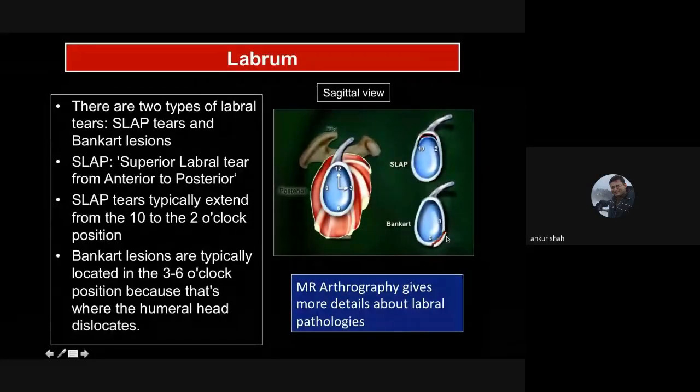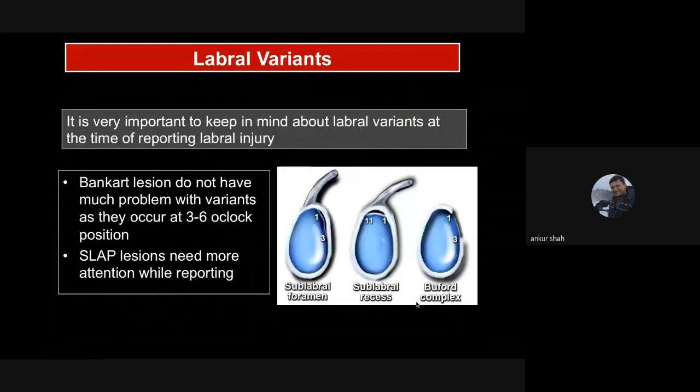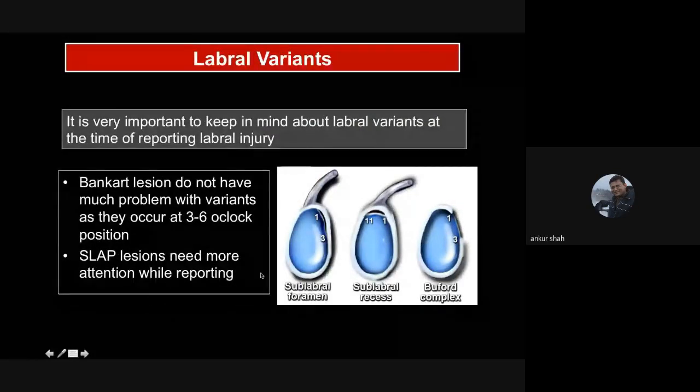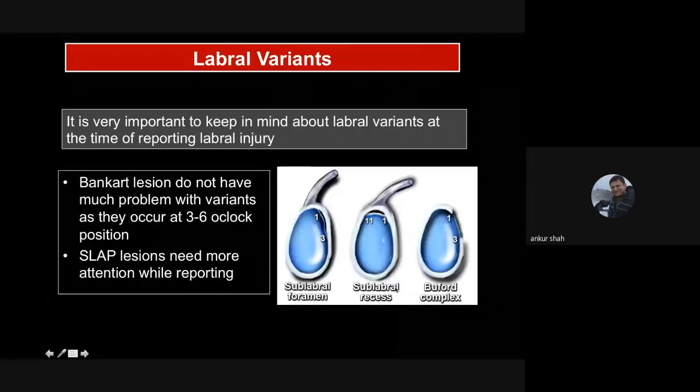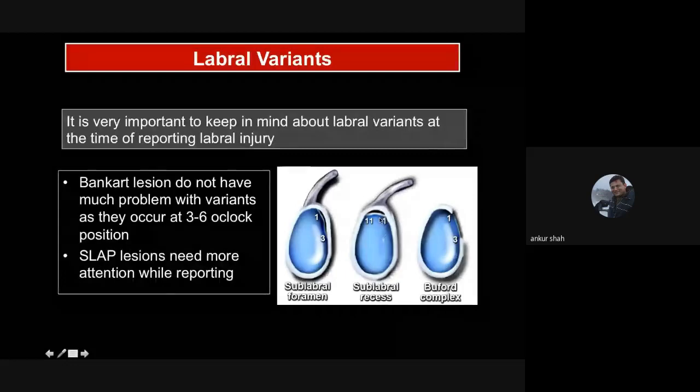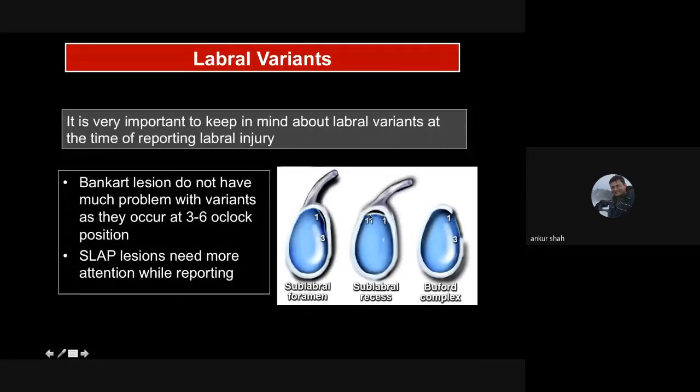And sometimes MR arthrography is required to get more detail of the labral pathology. But as I said, you should know about the labral variants. These are the three most important labral variants. One is the sublabral foramen, which is a defect in the labrum, situated classically at 1 to 3 o'clock position. The other is the sublabral recess, which is seen between 11 to 1 o'clock position. And there is one more variant, which is the Buford complex, where there is hypoplasia of the anterosuperior labrum, that is from 1 to 3 o'clock, and to compensate for this, there will be thickening of the middle glenohumeral ligament in this region.